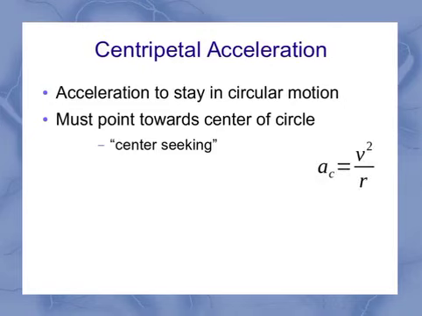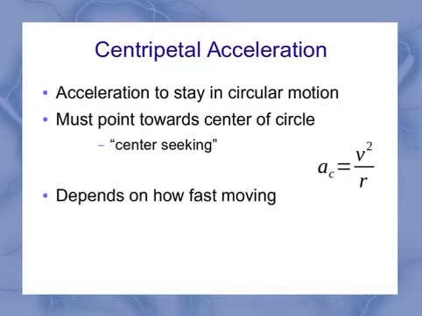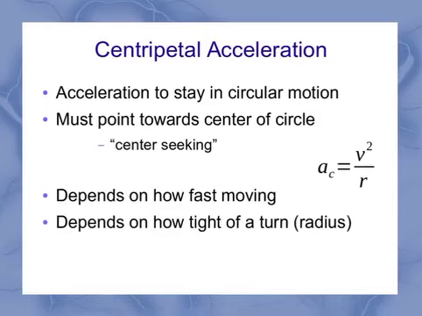And the equation that we ended up deriving for this in the previous video was a_c, the centripetal acceleration, equal to v squared over r, where it depended on how fast it was moving, the v, and how tight of a turn it was, the radius.